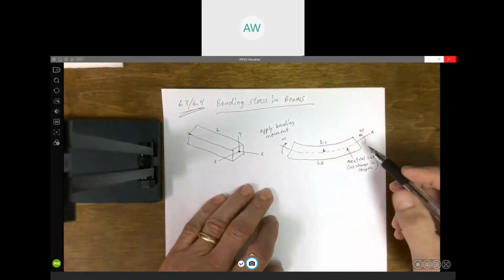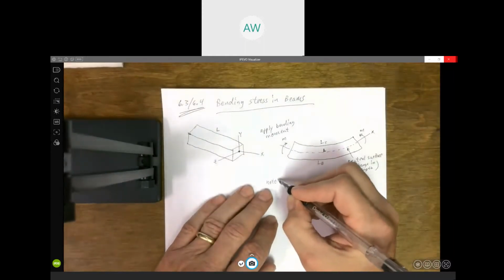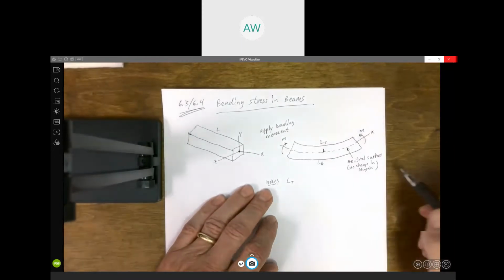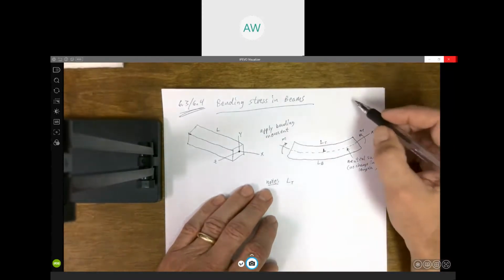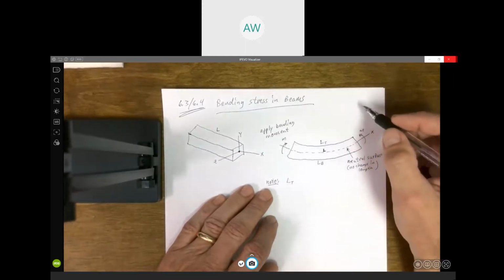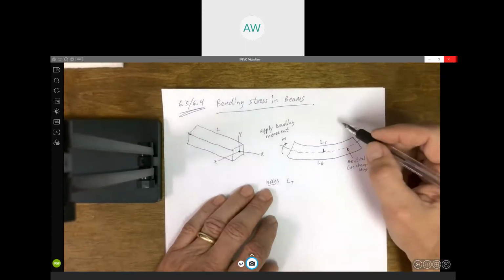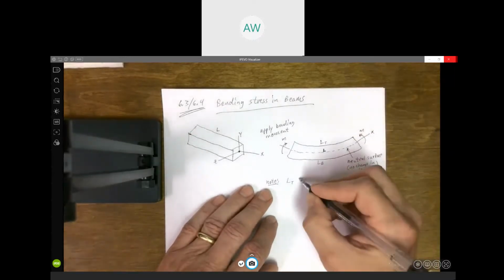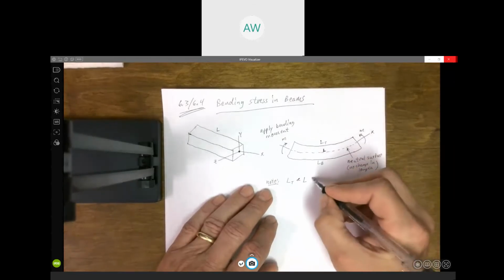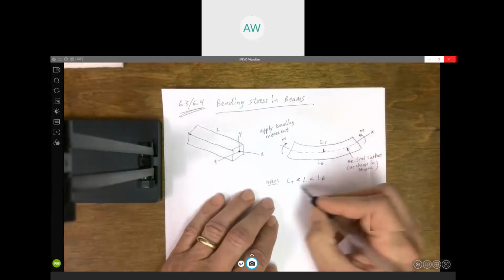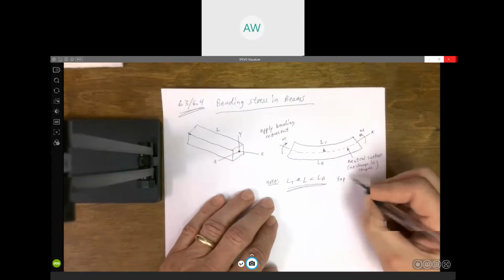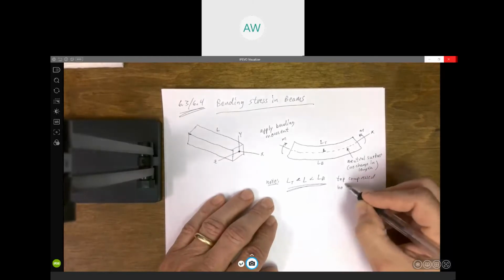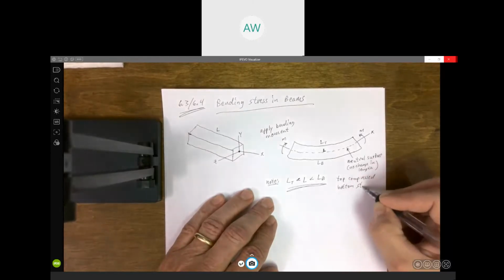So if we bend it this way, that distance has to get shorter. Think of a circular arc length. The closer you are to the center, the shorter the distance. The further you go out, the longer the arc length. So that's going to be shorter than the original length. And the bottom is actually going to be longer. It's going to stretch. So the top is going to be compressed, and the bottom is going to get stretched.